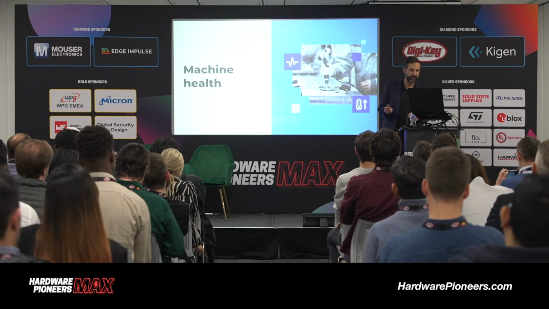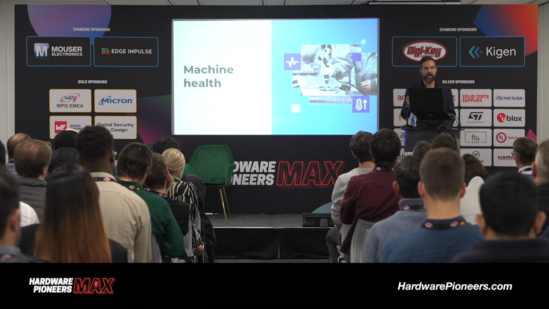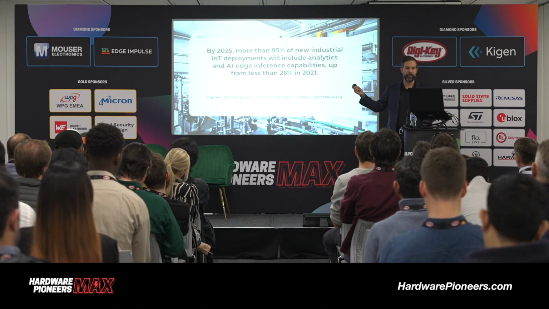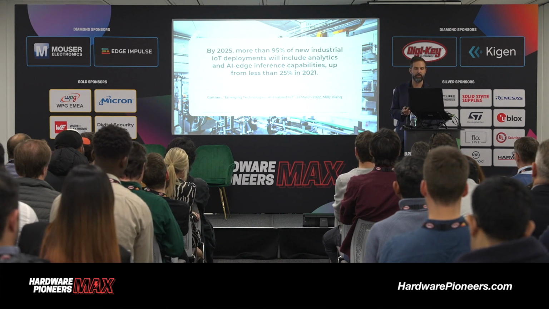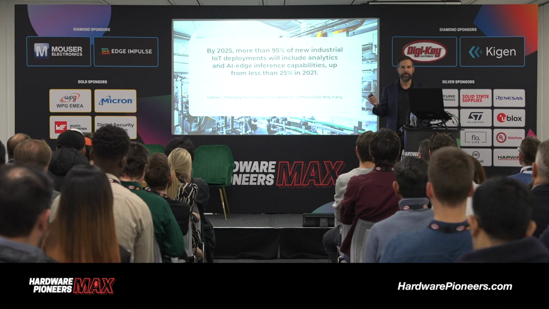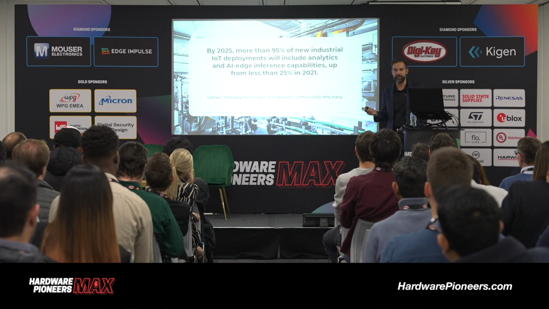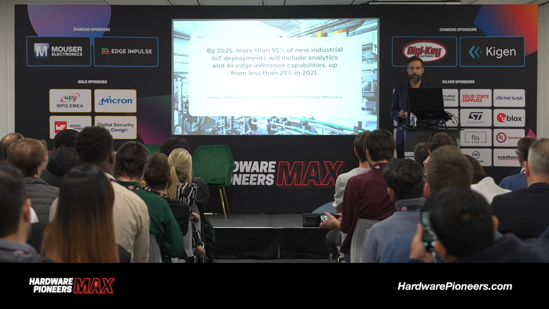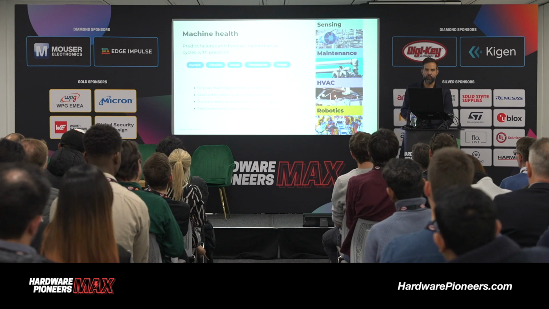Okay, so I mentioned machine health. I think this is really exciting because we're seeing a lot of companies wanting to adopt this. And we're not the only ones seeing this. Gartner just published something recently saying that by 2025, 95% of new industrial IT deployments will include AI at the edge, up from less than 25% in 2021. So this is huge. It's a huge market. There's a huge need for it because the cost savings that we can help with are big and impressive. And here are some of the use cases and some of the reasons why this is important.